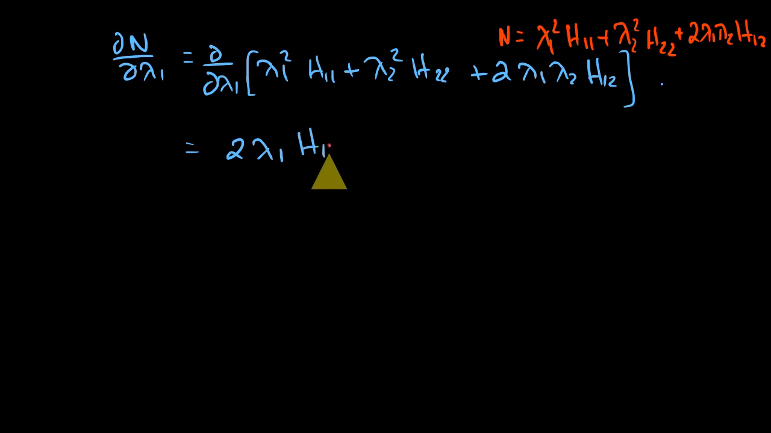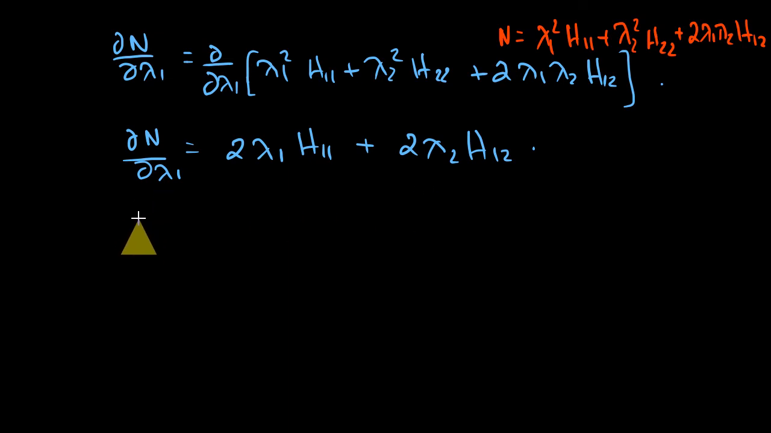Plus the second term: in the second term there is only lambda 2, and we are doing the partial differentiation with respect to lambda 1, so that term will vanish because there is no lambda 1 in the second term. It becomes zero. Only the third term exists, and differentiating it with respect to lambda 1 we get 2 lambda 2 into h12. So dou n by dou lambda 1 is equal to 2 lambda 1 h11 plus 2 lambda 2 h12.